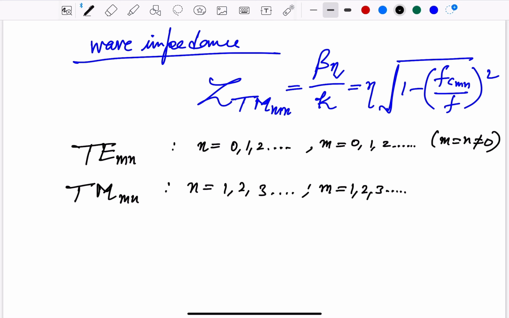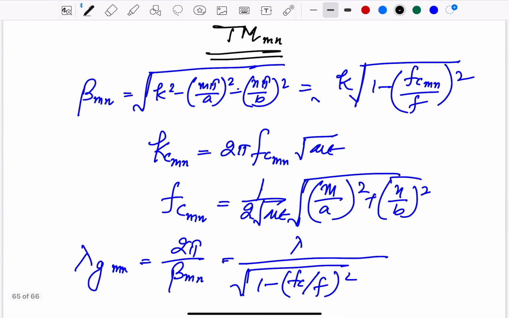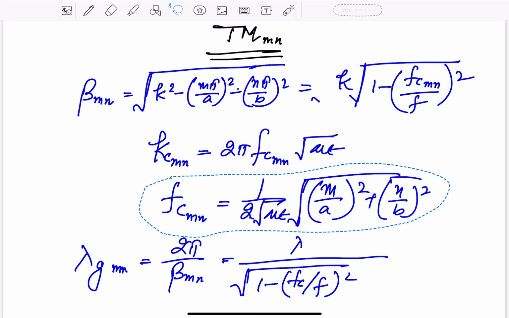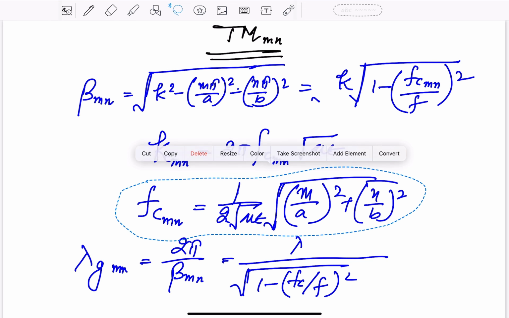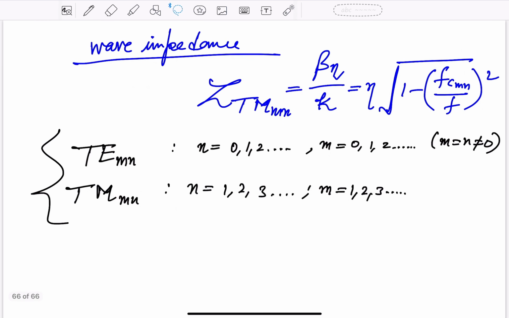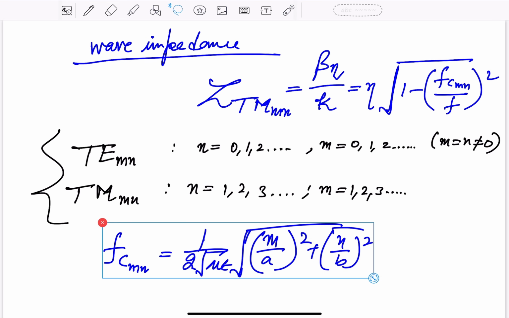and the cutoff frequency for both cases, the TE and TM modes, is defined by the previous equation. These things, the cutoff frequency, this formula, remember? Okay, so this is the cutoff frequency.